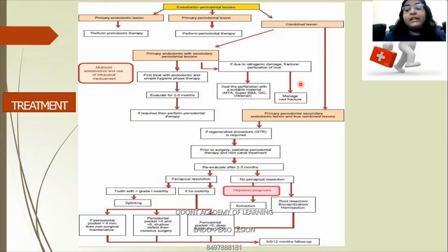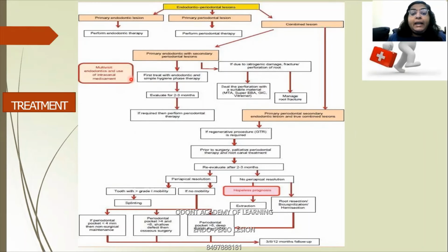Now, if it's a vertical root fracture, the best solution is to extract the tooth. Vertical root fractures have poor prognosis in general, and anything you do, it is very difficult to save the tooth because the patient will keep coming back to you and saying that I have pain. So the best thing to do in the case of a vertical root fracture is to extract the tooth.